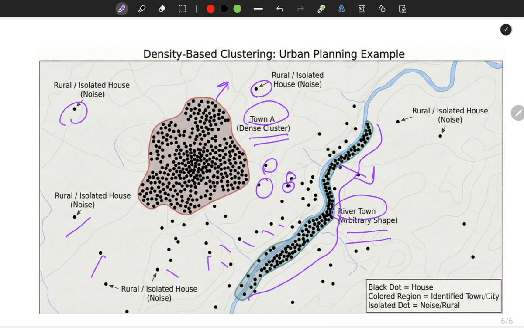One disadvantage, a limitation, is that it is difficult to identify clusters of varying densities. Whenever the density varies too much, it is very difficult to identify the clusters. If we have only one high density area, we can identify that as town A. But when there are other clusters of varying densities, it is very difficult for density based clustering to identify them. So this is about density based clustering, and thank you.